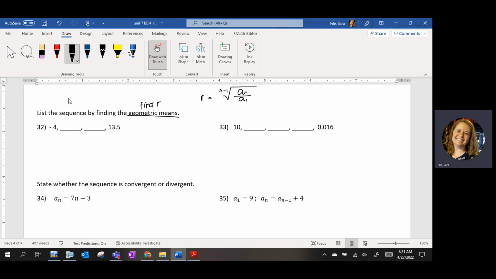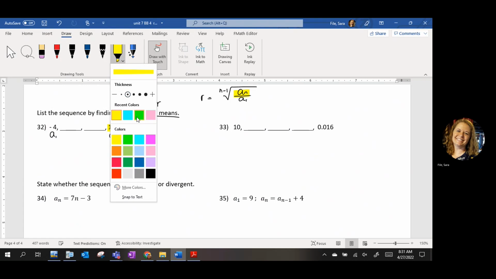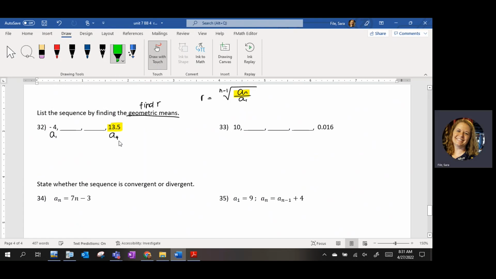Okay, so we have to identify these pieces. So this is a sub 1, and then there's only 2 terms here. So that's 2, 3. So this is a sub 4. So in this problem, our last term is 13.5. That's a sub n. It's going to go here. Our n is 4. It's going to go here.